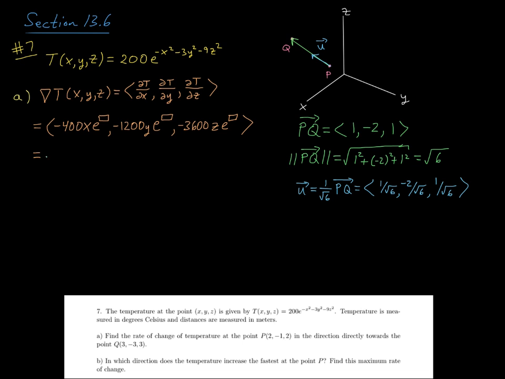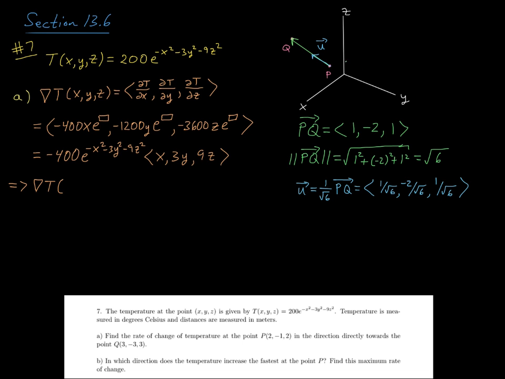Now I'm going to factor out what's common in each component, and that is -400 and the exponential. Here I'll write the exponential expression in full: e^(-x² - 3y² - 9z²). Then what's left over is the vector (x, 3y, 9z). Great.